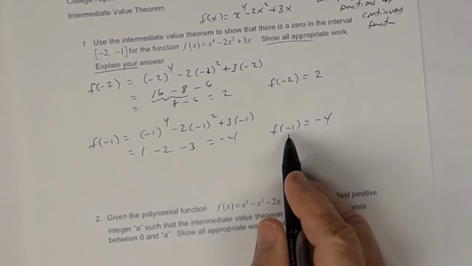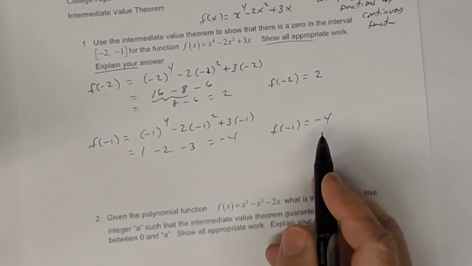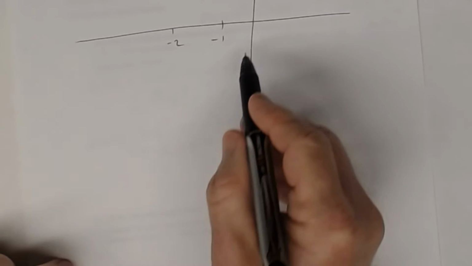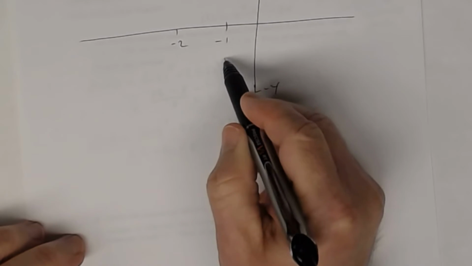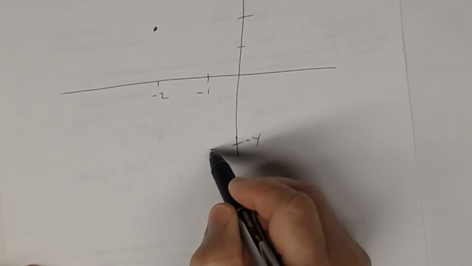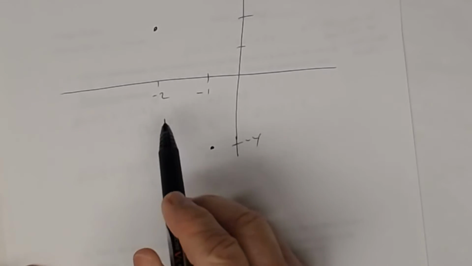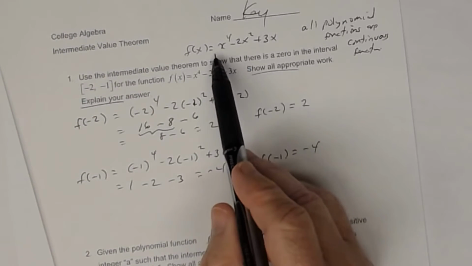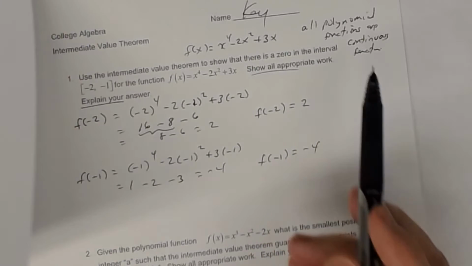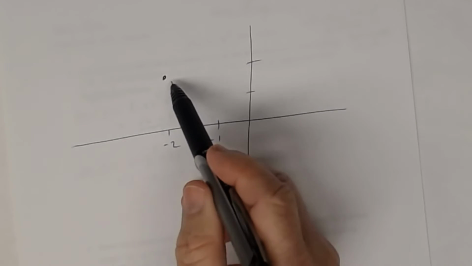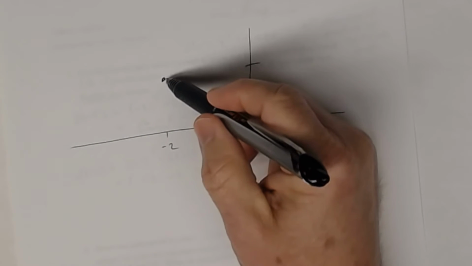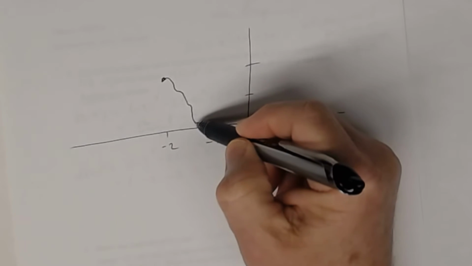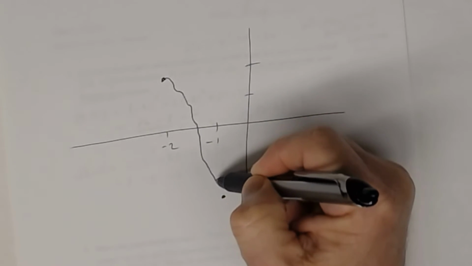So that means that when my x value is negative 1, my y value is negative 4. Meaning that, I'm just going to put negative 4 here. Meaning that when x is negative 1, right here, I get a y value of negative 4. So remember, these are polynomial functions, so they're continuous. So meaning that in that interval, to get from this point to that point, the graph's going to have to intersect the x-axis somewhere, right?